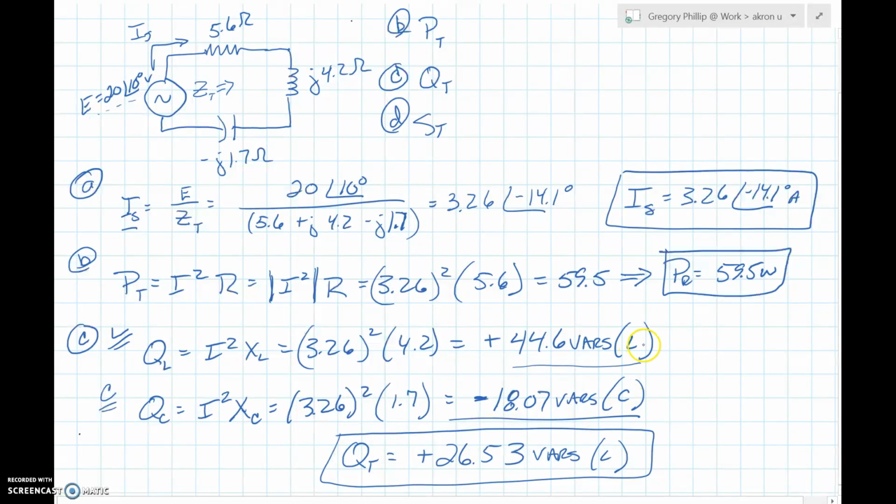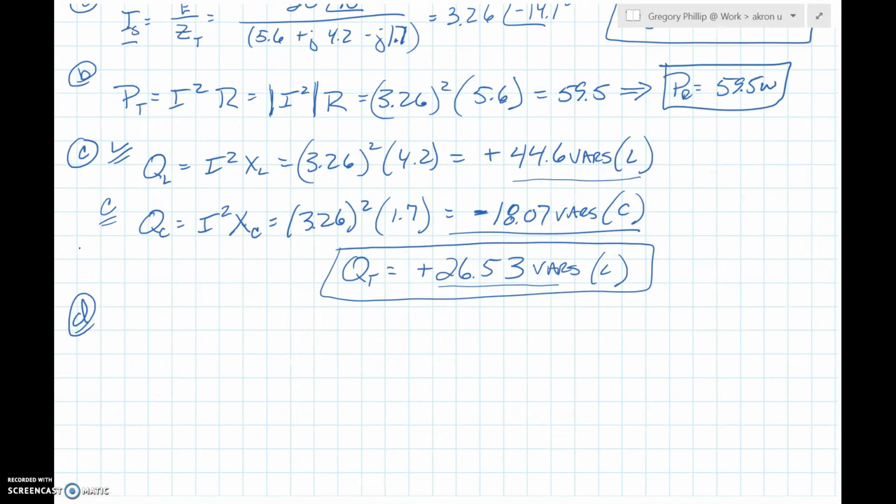And what happens then is we add those two together, with respect to the negative sign of the capacitive VARs, and it turns out to be 26.53 VARs for QT. I always try to remember to put this L beside it to indicate that it's inductive as well as positive. In that case, those are kind of redundant, but either one can be used.